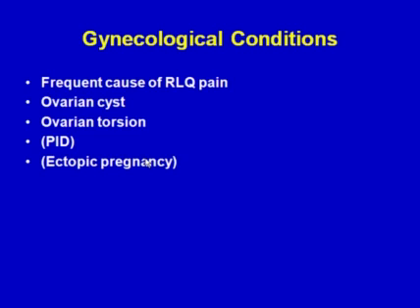Gynecological conditions are a frequent cause of right lower quadrant pain, including ovarian cyst and torsion. Pelvic inflammatory disease and ectopic pregnancy are also commonly associated with acute abdominal pain, but I'm not going to discuss them further in this lecture.